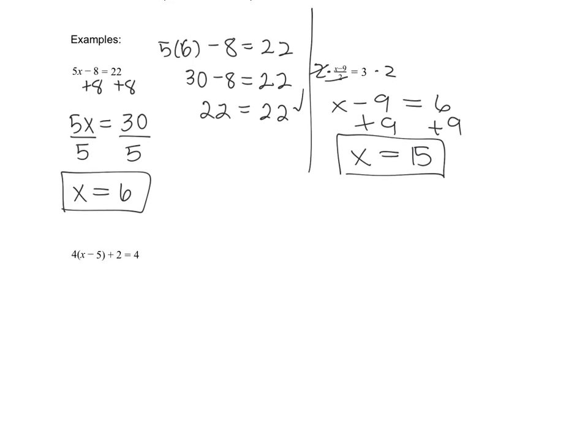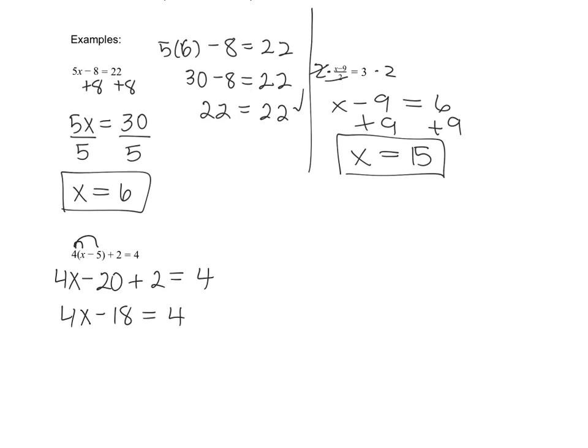Our last example, we have 4 times x minus 5 plus 2 equals 4. So the first thing I'm actually going to do here is to distribute that 4 into the parentheses. So 4 times x becomes 4x, and then 4 times negative 5 becomes negative 20. Then I still have my plus 2 equals 4. Before I start getting x by itself, I'm going to actually combine like terms on the left side. So negative 20 plus 2 becomes 4x minus 18 equals 4.